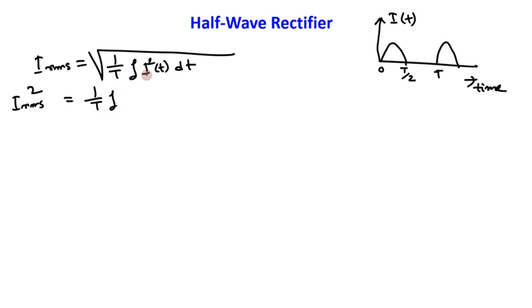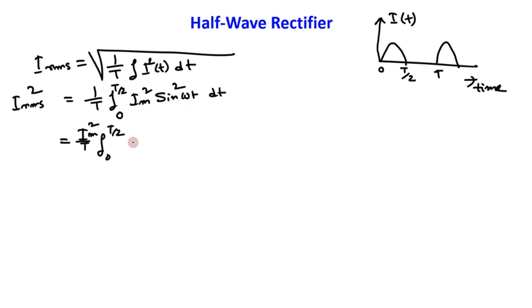What is I of t? I of t is Im sine of omega t, so here it will be sine square omega t dt. Now what will be the limit? 0 to T by 2, because from T by 2 to T the value is 0, so we are not writing it here. Now it is 1 by T integration. We can take Im square out, and this is sine square.